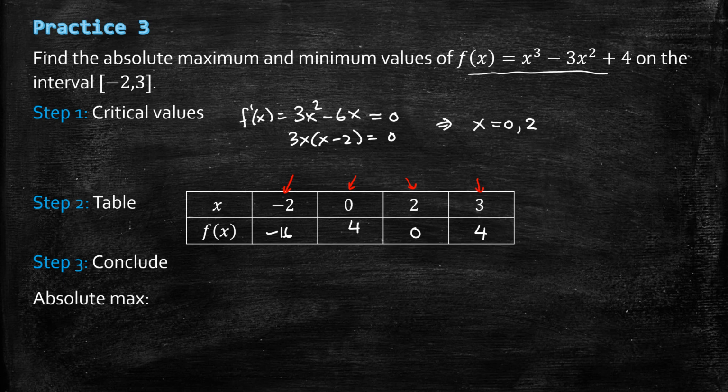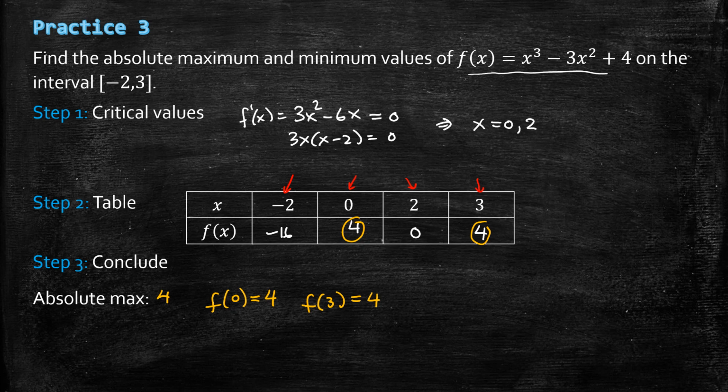In terms of the absolute max, it seems to be 4, and it achieves it twice. So the absolute maximum value it attains is 4. You could write that as your answer, but it's also helpful to write it this way, establishing where that occurs: at both 0 and 3.